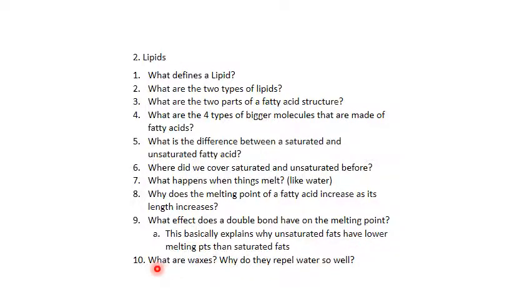Okay, so that covers the general properties of fatty acids, and now where do they go into the four types? The first type: what is a wax? A wax is an ester made out of a long alcohol and a fatty acid. And so they have lots and lots of carbons in them. That makes them really hydrophobic, and they repel water really well.